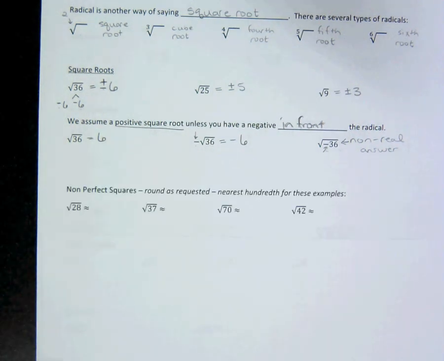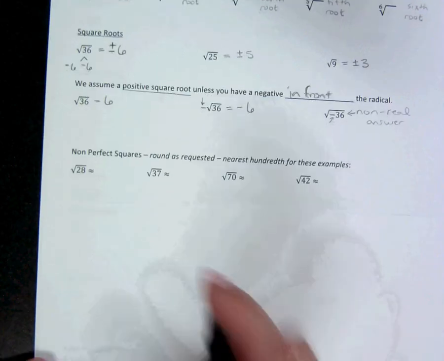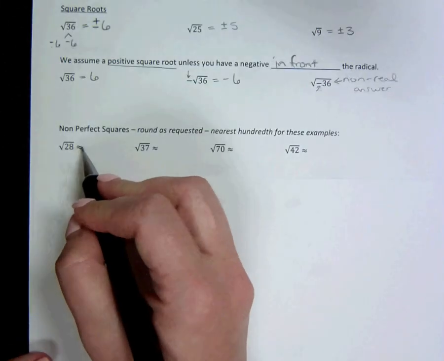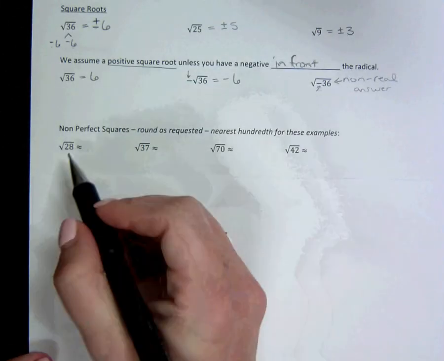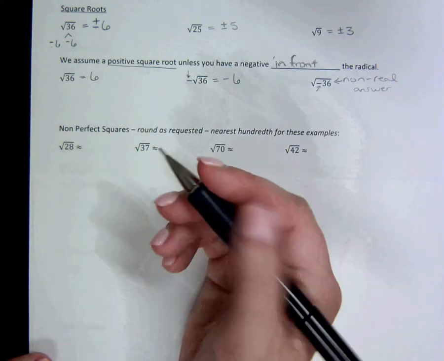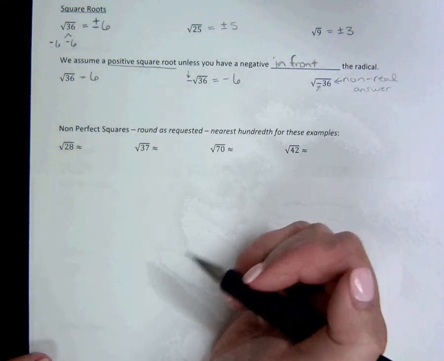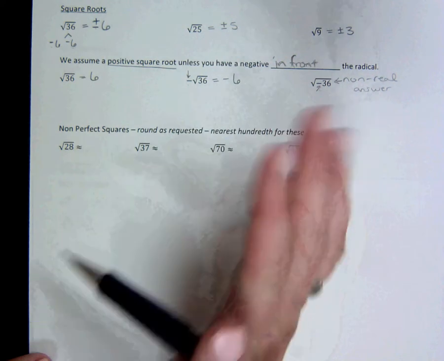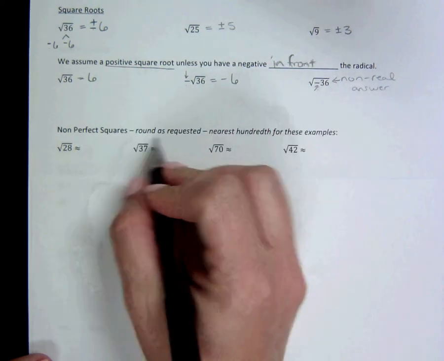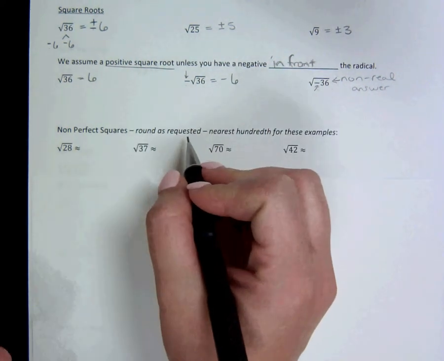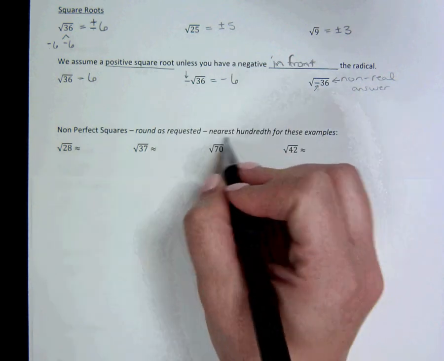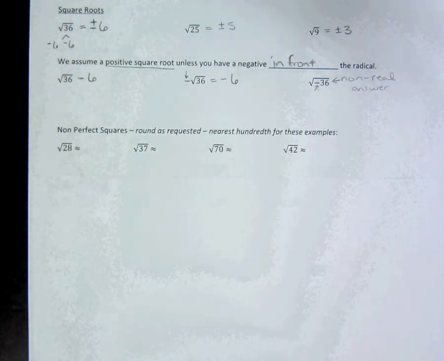Alright, let's look at some non-perfect squares. We can approximate these. The squiggly equals means approximately. We can approximate these by knowing our perfect squares. We can also use our calculator to get a pretty close to exact answer. You'll just round as requested. The homework will tell you how to round. For these, let's round to the nearest hundredth.